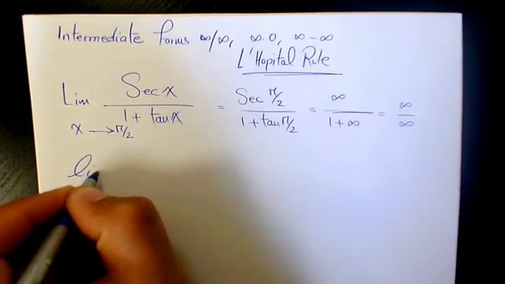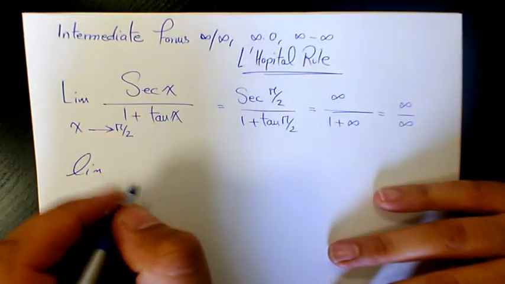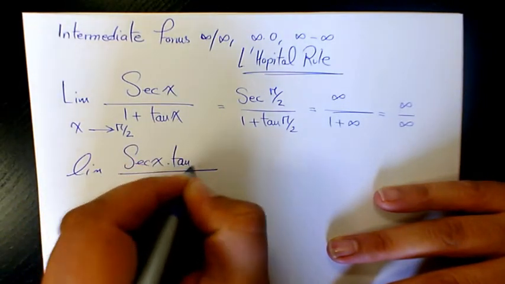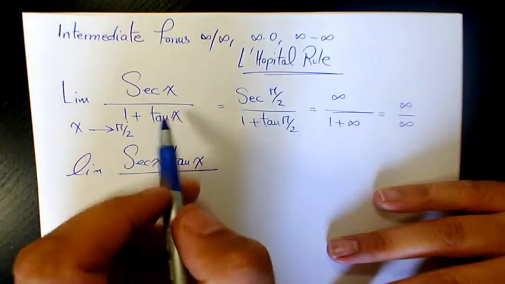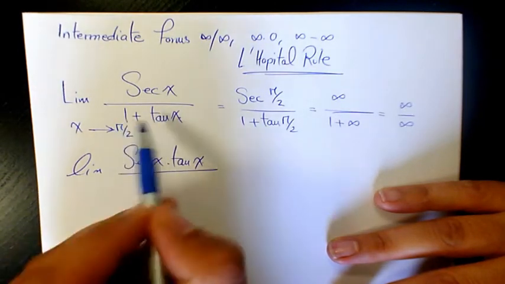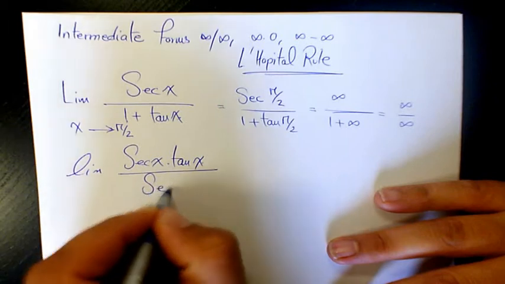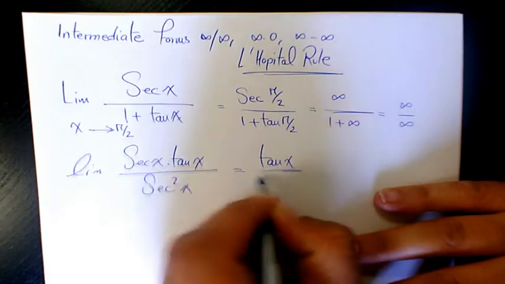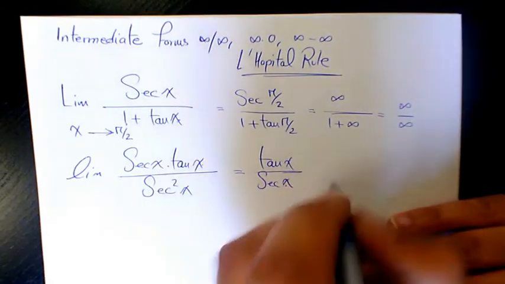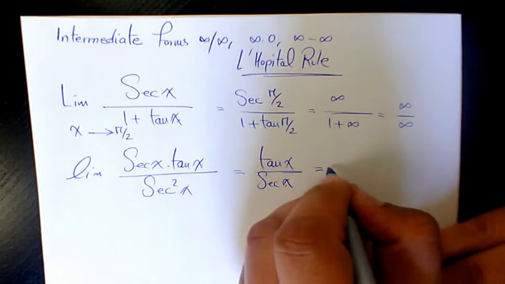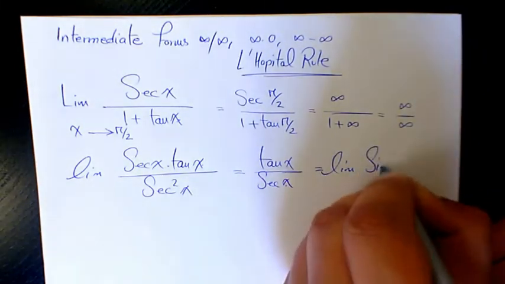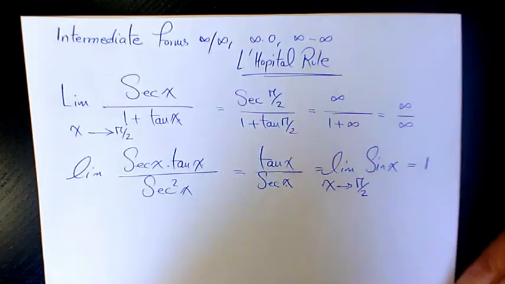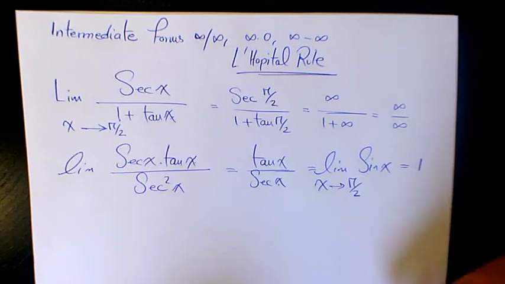So the derivative of secant is going to be secant x times tan x. The derivative of 1 plus tan x: the derivative of 1 is 0, and the derivative of tan x is going to be secant squared x, which they cancel out. It's going to be tan x over secant x. That's going to be the limit of sine x when x approaches pi over 2, and that's going to be equal to 1.